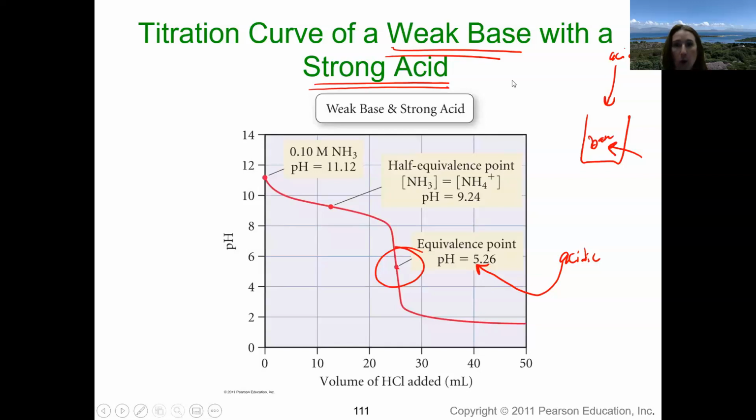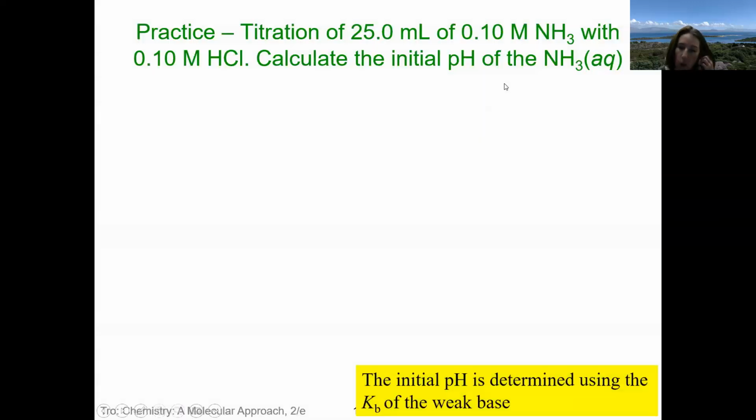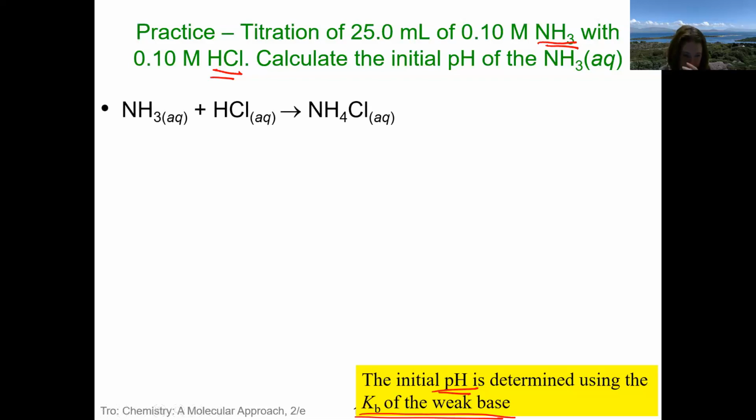Okay, so we're going to do the same thing again, just the opposite way. We're going to start with a weak base and a strong acid. The initial pH of a weak base and strong acid uses the Kb of the weak base because we don't have anything else but a weak base. So we would find our pH doing Kb of the weak base. Right now, all we have is this in our beaker.